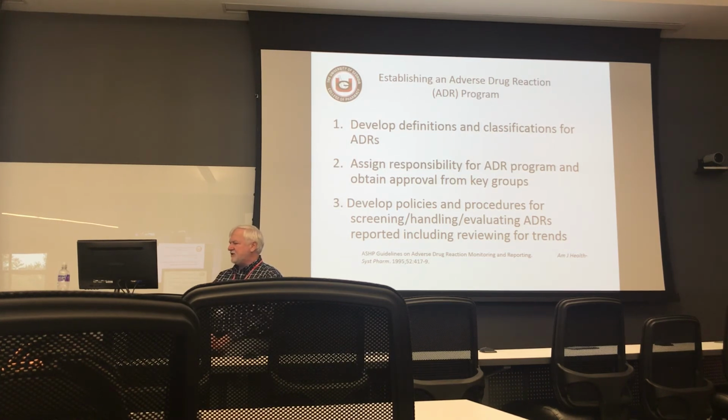Develop policies and procedures: screening, handling, how you evaluate them, how you look at them, so that you're able to review them for trends. And that's something we'll get into in the next lecture, some of these trends that have actually developed into clinical pharmacy programs because we saw a trend of adverse reactions occurring that we could prevent as pharmacists.